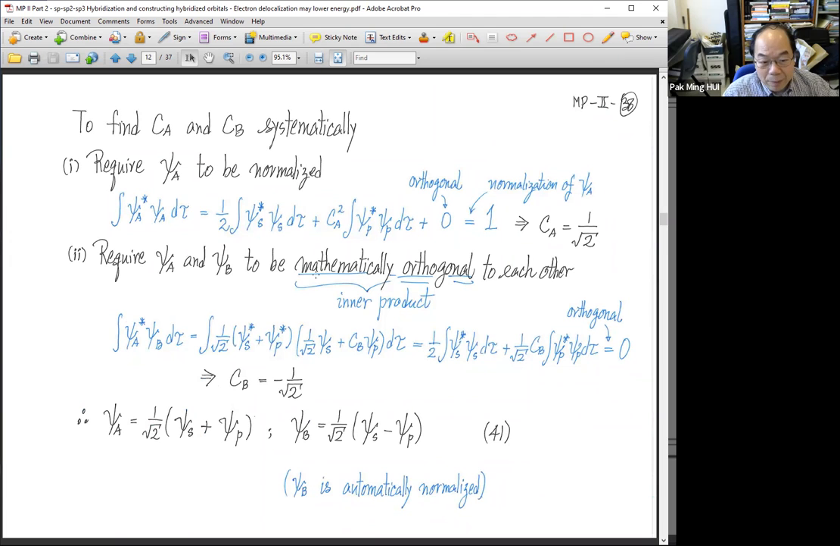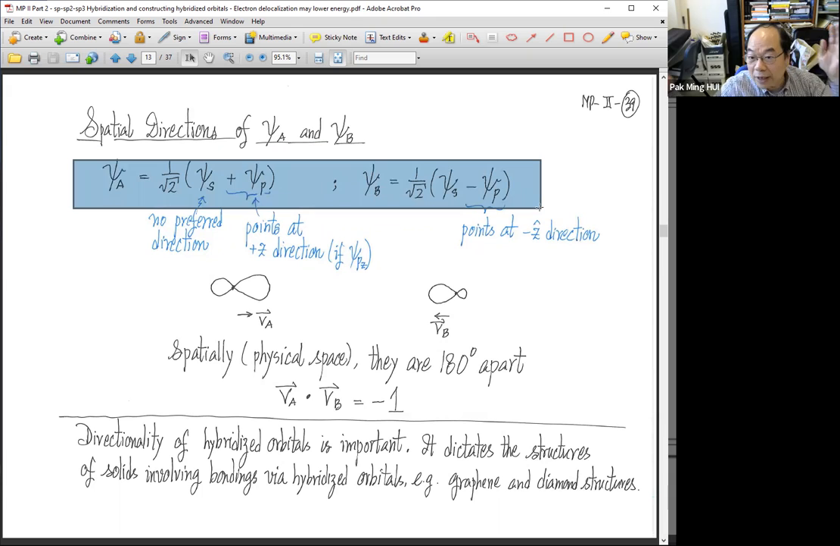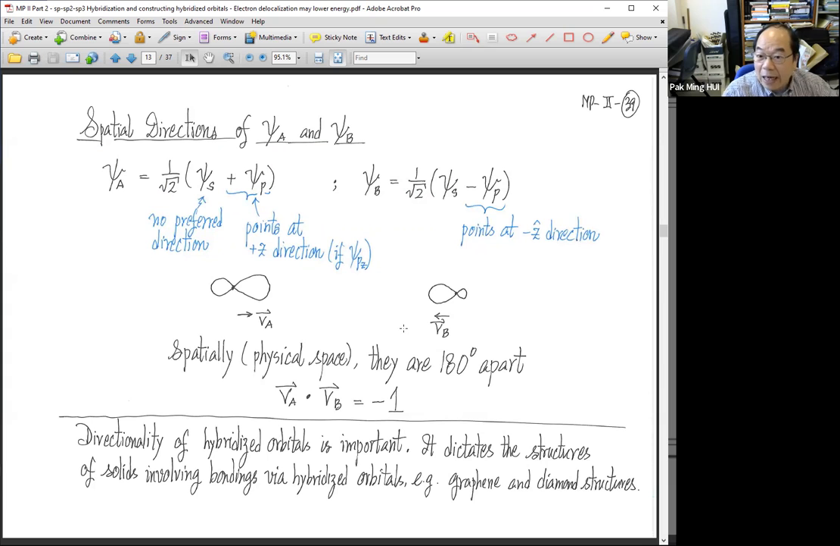Now, in this way, you may think I can do whatever in higher dimension as well, if that world exists. And it's true. So now, with this systematic way, we have these two hybridized sp orbitals. But in the spatial direction, be very careful. They are mathematically orthogonal, in the inner product, the integral. But in the spatial sense, they are 180 degrees apart.